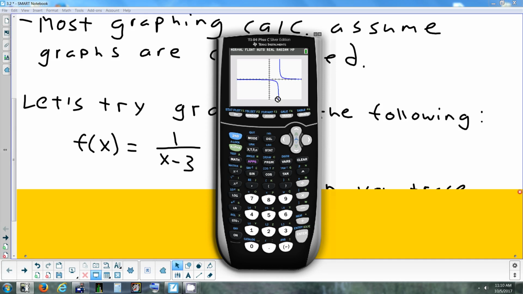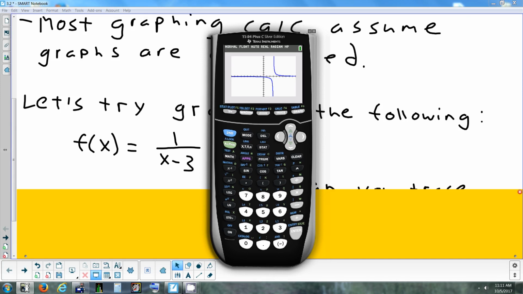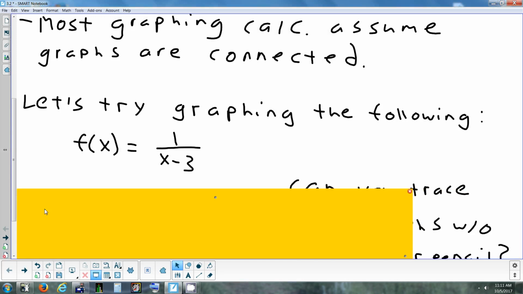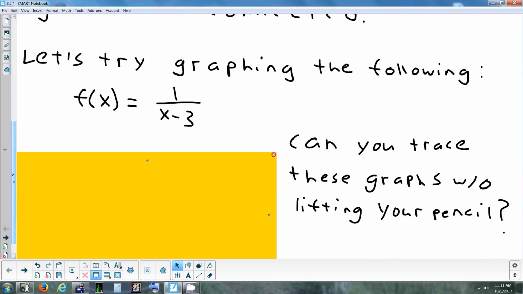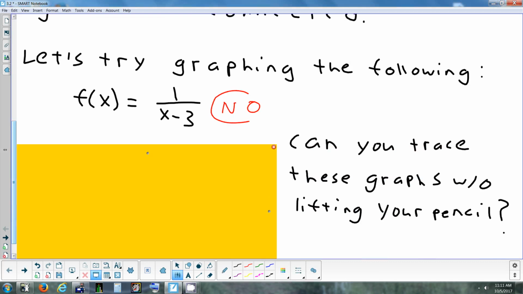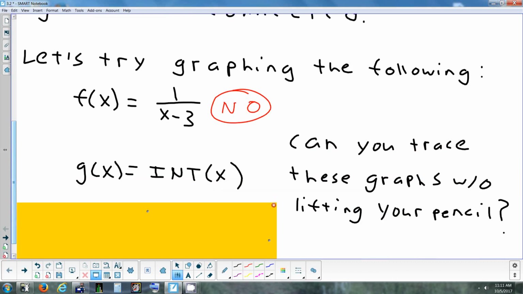Andrew, what do you think? If I asked you to draw that, could you draw that without lifting up what you're using to draw? No, right? You'd have to, because it's two separate pieces. How are you going to get to the other piece without lifting your pencil? So you've got to lift it and then do the second piece. So the question as we draw some graphs here is, can you trace these without lifting your pencil? That one is no.